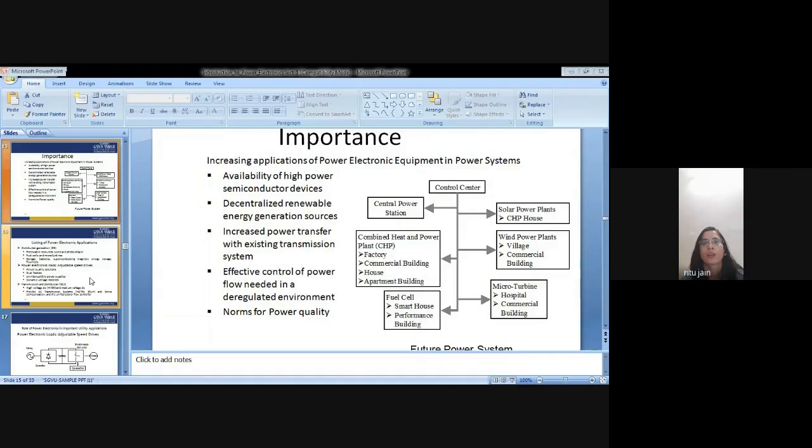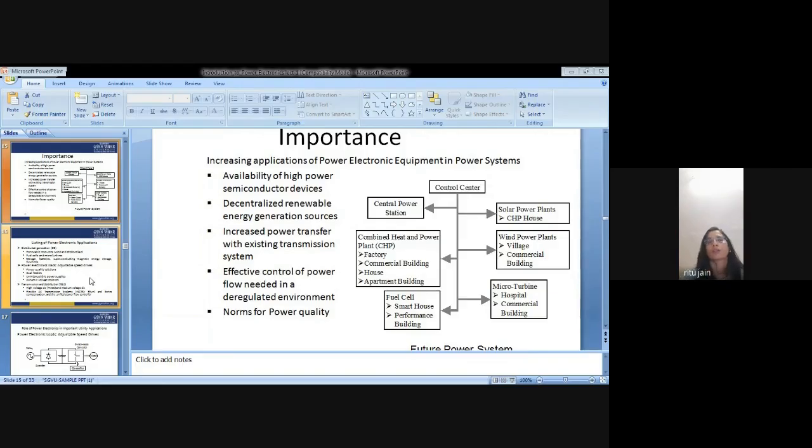Next is the availability of high power semiconductor devices. Nowadays we have high power semiconductor devices, right? From the diagram you can easily see first the control center and control power, the central power station, and next solar power plants, wind power plants, micro turbines, hospitals, commercial buildings, fuel cells, combined heat and power plants, factories, houses, apartments and buildings.